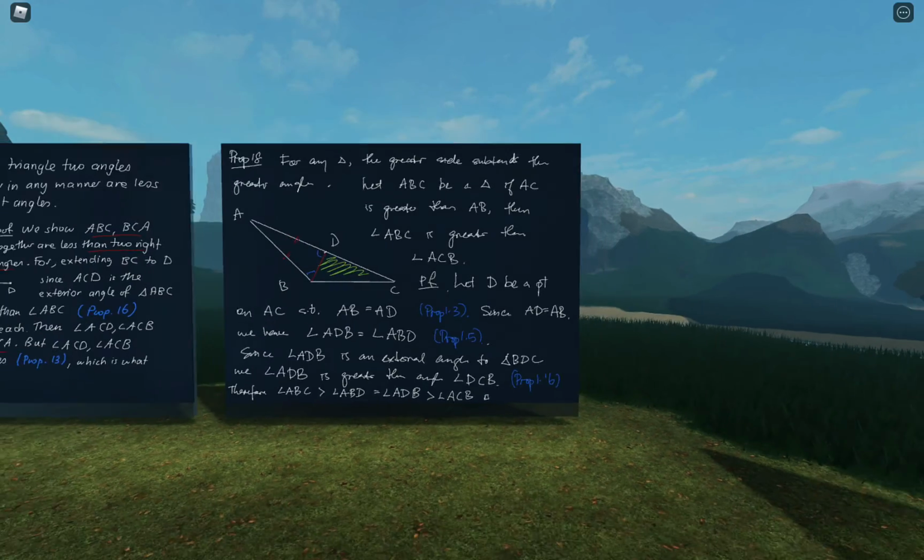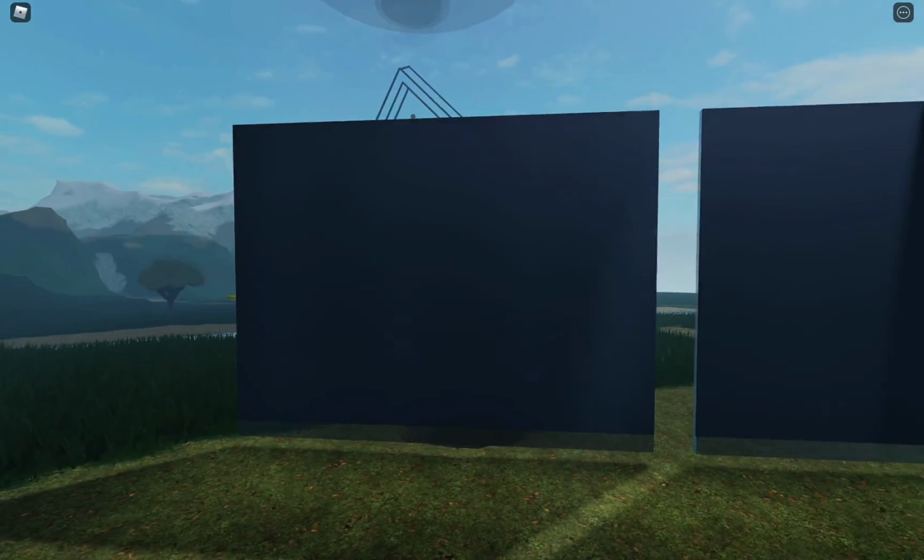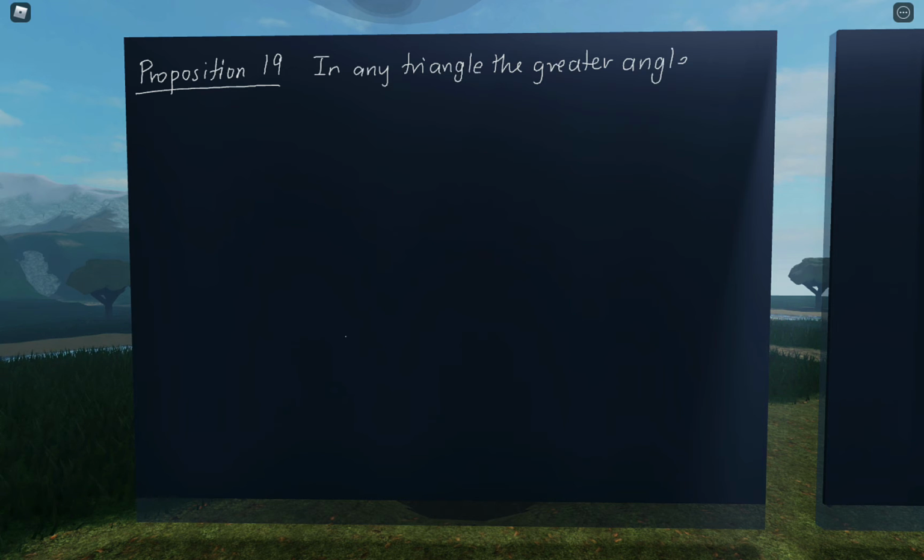Great. Okay, so I'll move over to this board here. I think we'll only have time for proposition 19. Okay, so proposition 19 says: in any triangle, the greater angle is subtended by the greater side.